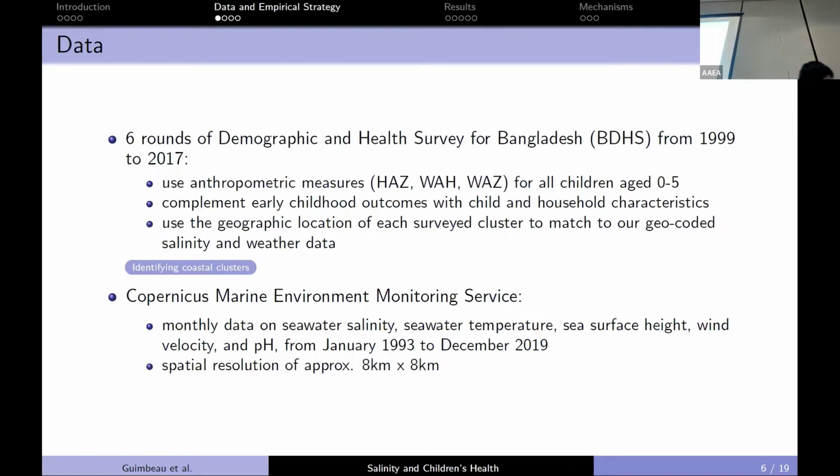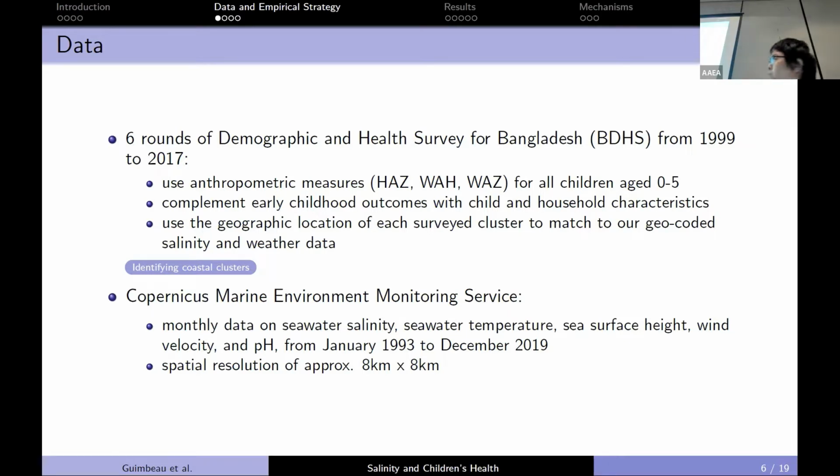Now, to take you briefly to our data, we have 6 rounds of geo-referenced Demographic and Health Survey for Bangladesh, so DHS, from 1999 to 2017. So what we did is we take every kid from the age 0 to 5 and then retrospectively construct the exposure when they're actually in their mother's womb, so during their in utero period.